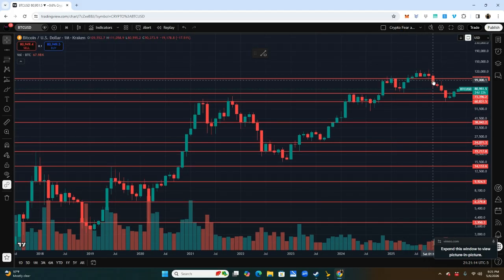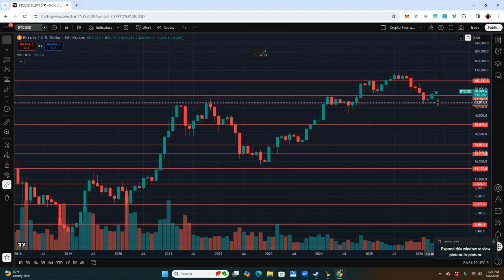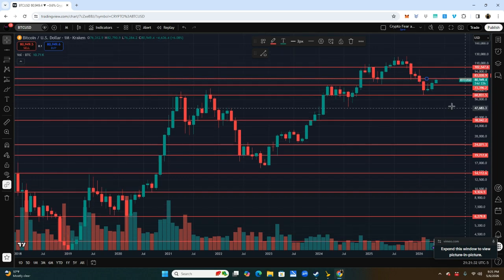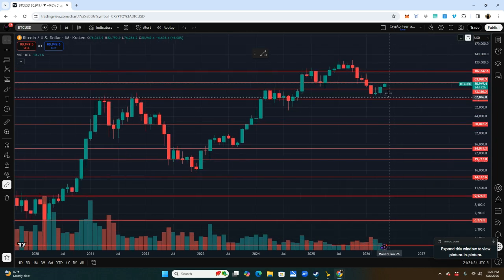Once you closed below it, you ended up coming all the way back down to this one, then you came back down to this one, and then currently BTC is basically at its next level of resistance here. Okay, are we going to break through it, or are we going to go lower? And that's kind of where I wanted to get to, right? If you break this level, where's the next level of support?